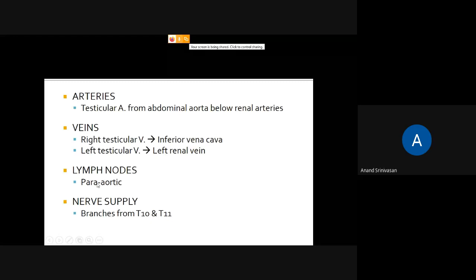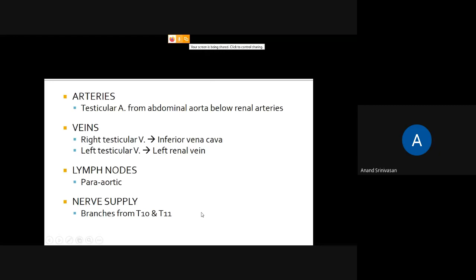Along the aorta on either side there will be the para-aortic group of lymph nodes. Look for cancer in them and you need to remove them as well. Otherwise, the cancer will come back again. That's why we need to know about the lymphatic drainage, the para-aortic group of lymph nodes. The nerve supply is from T10 and T11, the thoracic spinal nerves. All right, so this is the information about the testes.